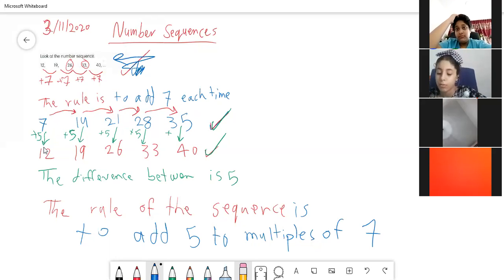Now I want to come up with a new rule for this sequence, after I compare the multiples of 7 with the old sequence.